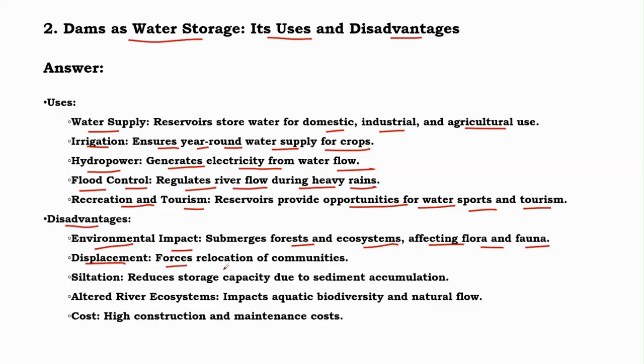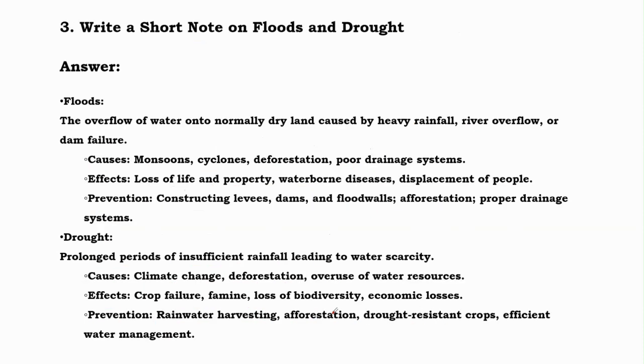Displacement, forced relocation of communities. Then siltation, reducing storage capacity due to the sediment accumulation. Then altered river ecosystem, impacting aquatic biodiversity and natural flow. Cost is high, construction and maintenance cost.